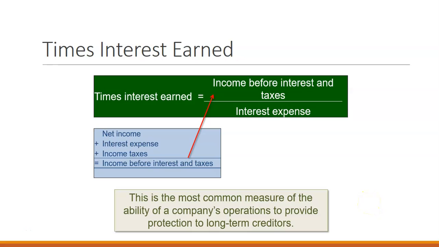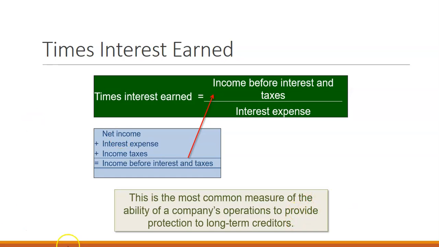One of the last liquidity ratios is the times interest earned ratio. What this is, is income before interest and taxes divided by interest expense. So this looks at the company's ability to maintain their interest and liability payments. This is one of the things that creditors look for.